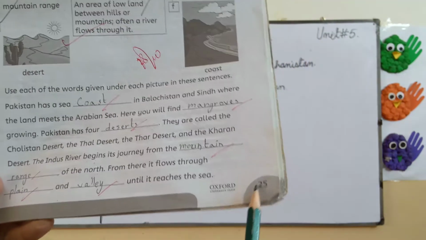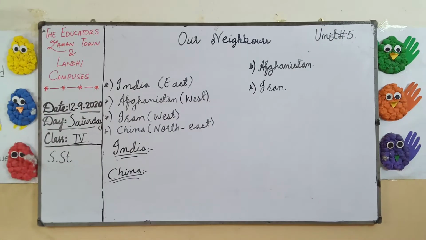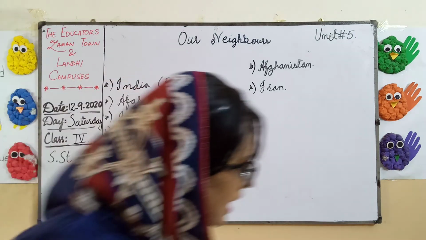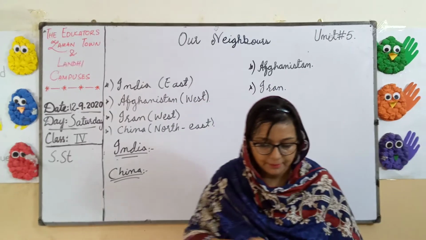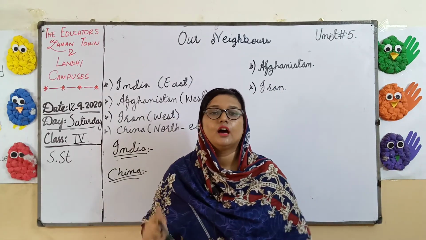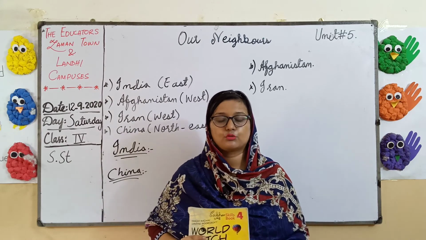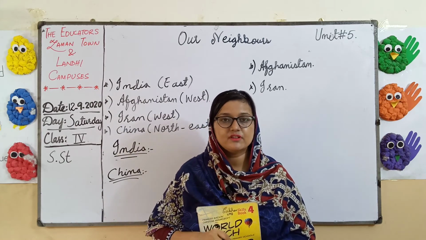Okay, now this is page number 25 and everything is mentioned on the web portal. You can just complete your work from the web portal. And is there any confusion in this unit 5? So you can ask through WhatsApp and we can give the reply as soon as possible.